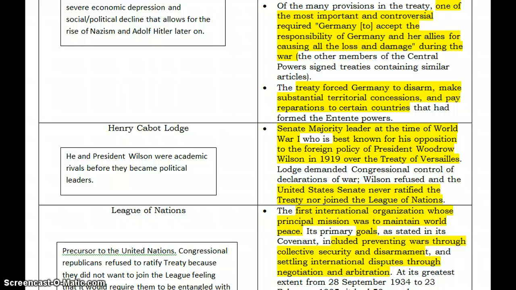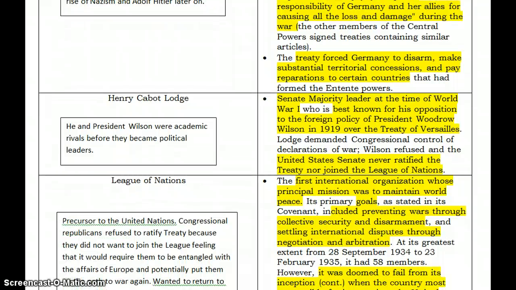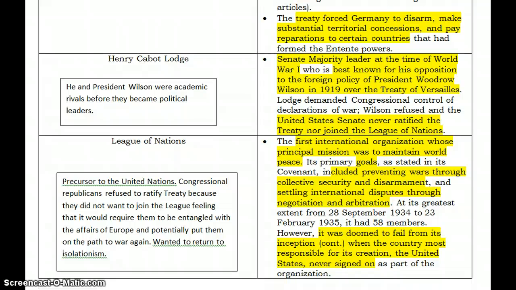And the thing to remember about Henry Cabot Lodge is that he and Wilson are rivals before they were political leaders. He is an isolationist and also trying to critique the way that Wilson left Congress out of the decision making for the treaty. Sorry about that, you guys. Wilson left Congress out of the decision making for the treaty. He is also ultimately in opposition to Wilson for personal reasons.